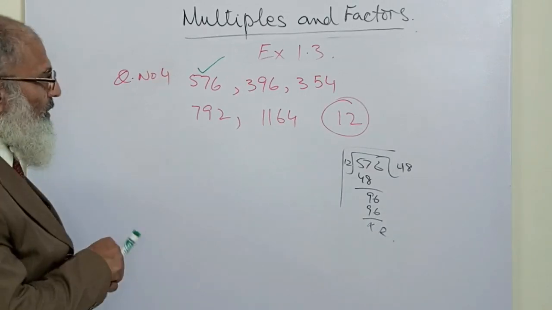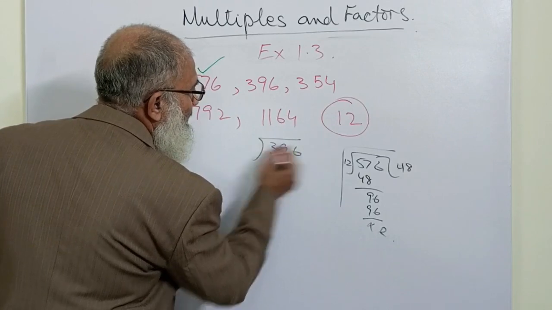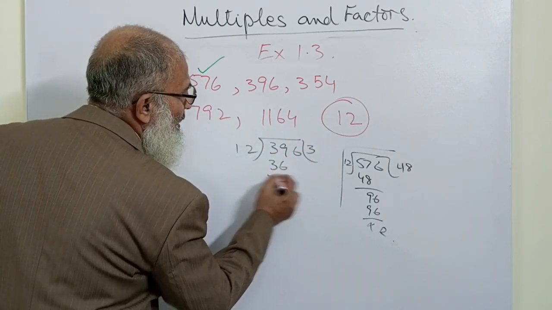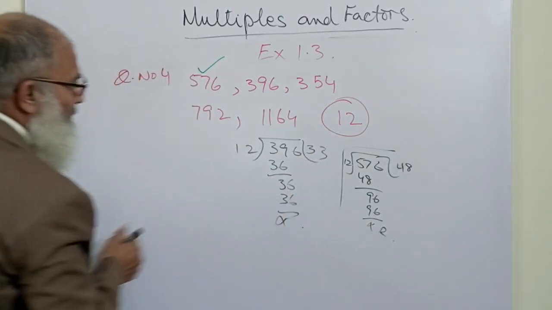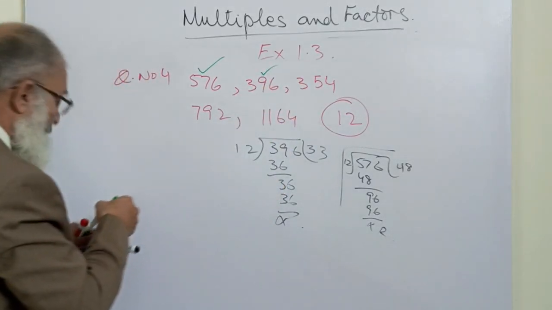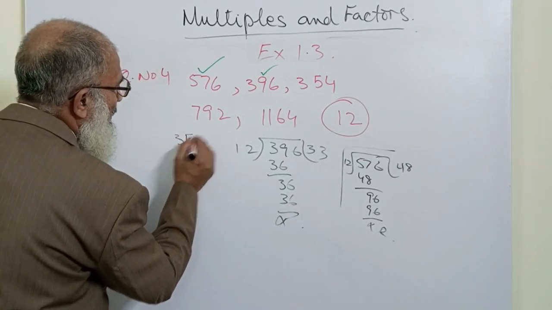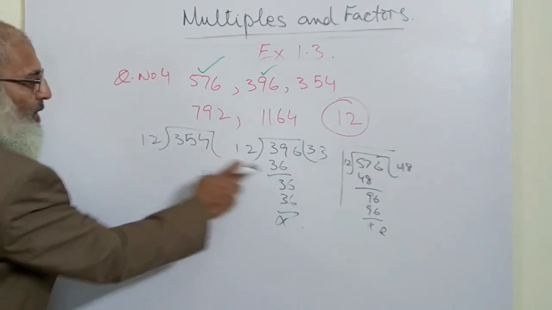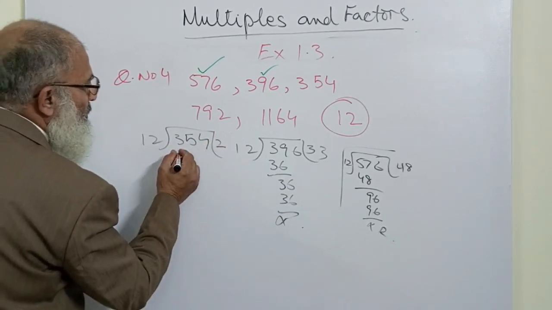Now for 396. Same procedure, 3 times and again 3 times. No remainder. So this is again a multiple of 12. 354, 12. It is not going, as this was 36. Now we have to do it for 2.